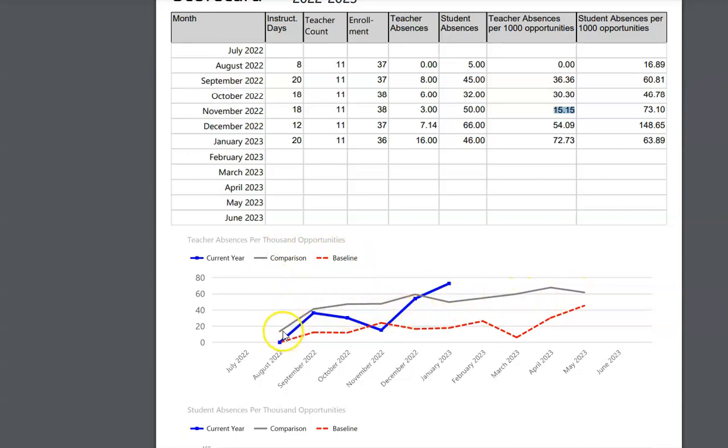And what this line does is it looks at all of the schools that we have as customers and gets a rate for all of those schools. So what you're able to do is see if your school is typically higher or lower than the rest of the schools in the database. And so for this particular graph right here, you can see that the dotted red line is consistently below the gray line. And so this school has consistently fewer teacher absences than the rest of the schools in the database. And so that's what this graph is able to show you, a couple of different things there.